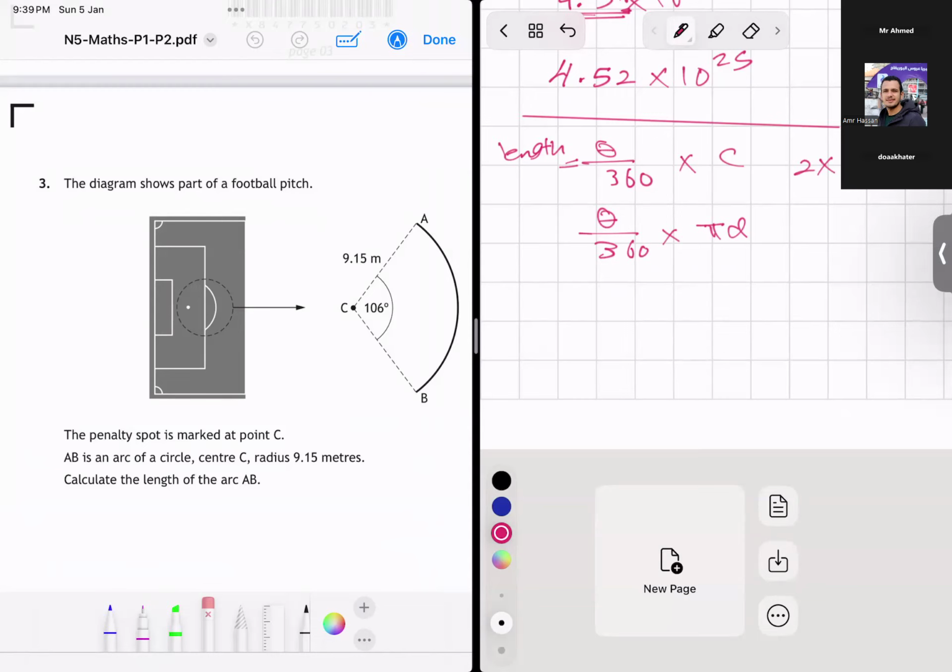Did you get it? Yeah. And then you do pi of that. So this one's going to be 18.3. So theta was 106 divided by 360 multiplied by pi times the diameter, which was 18.3. You can do it using your calculator. I think it's obvious, right? Yeah. I'm trying to look for pi in my calculator.